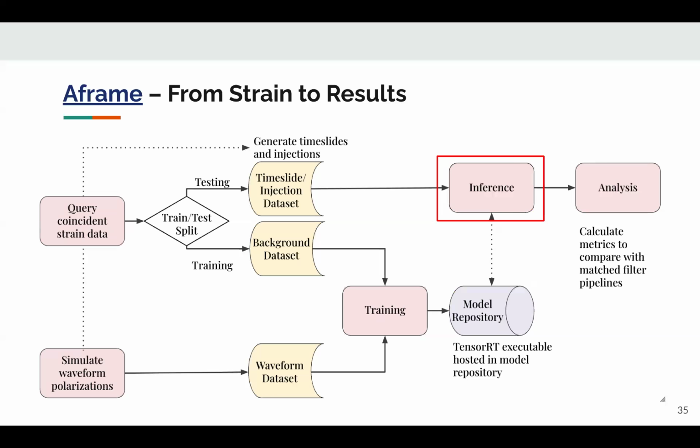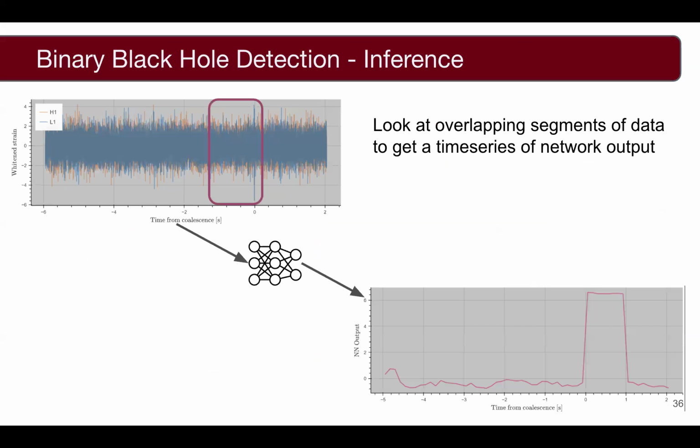Okay, now I'll go into how we do inference, how we test out our model once it's been trained. We look at overlapping segments of data to get a time series of network output. So what we do, we have this set of time series data. We take some segment of it, we pass it to our network, and we get a single value out.